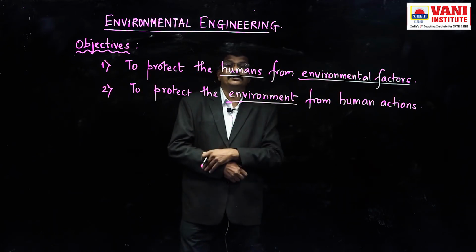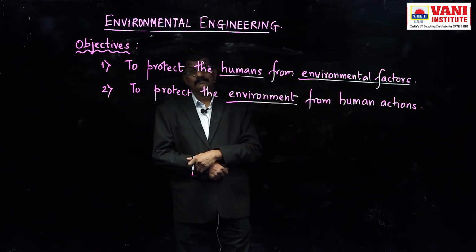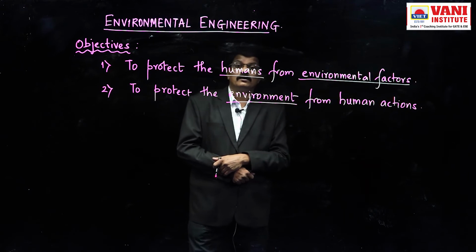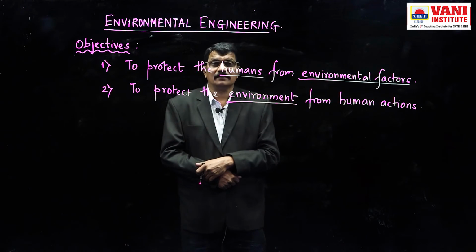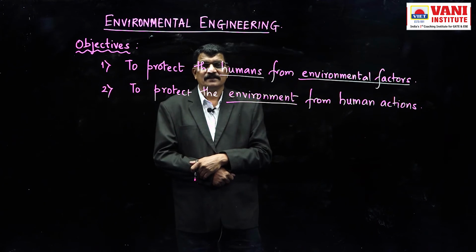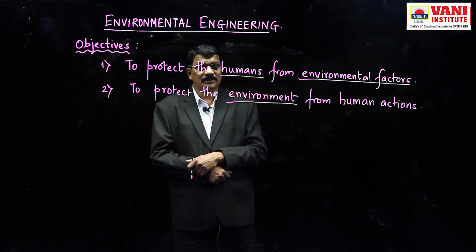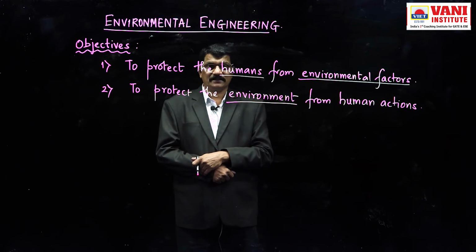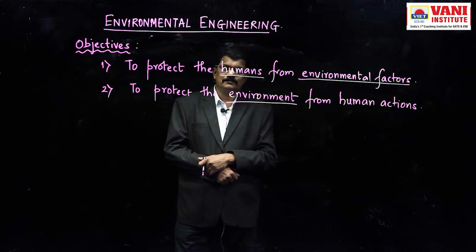It is clear from these two objectives that the first objective becomes the domain of water supply engineering. What we study in water supply engineering is focused mainly on providing good quality water based on the need of the humans. So it's a safe quality, meaning that which does not affect the health of the human beings.